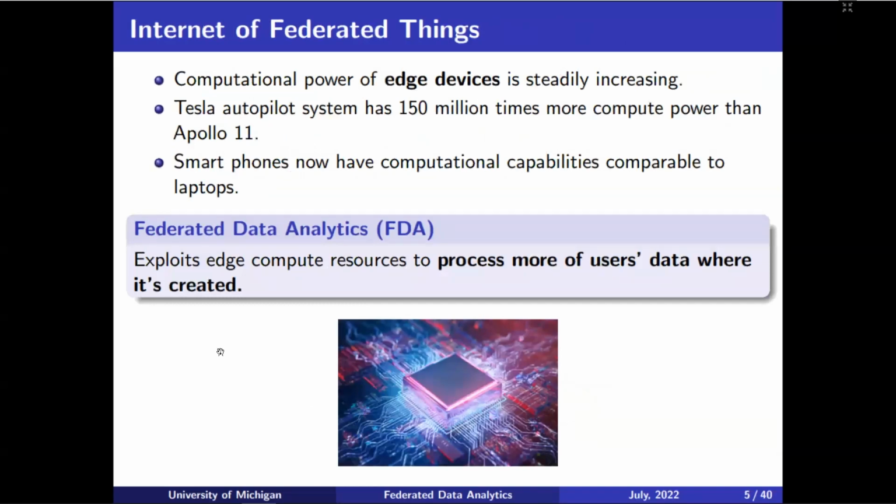Fortunately, in the modern era of computing, the computation power of edge devices is steadily increasing. For example, the Tesla autopilot system has around 150 million times more compute power than the Apollo 11. And also, our daily-use smartphones now have computational capacities comparable to laptops. Therefore, we want to exploit the edge compute resources to process more of the user's data where it is created. And this brings up a new data analytics framework, which we entitled Federated Data Analytics, or FDA.